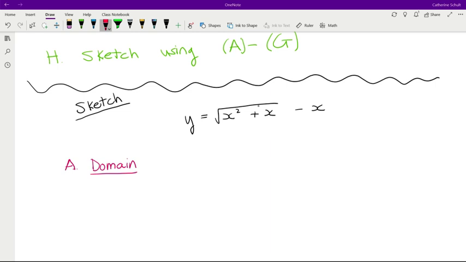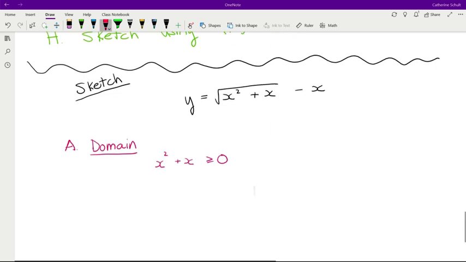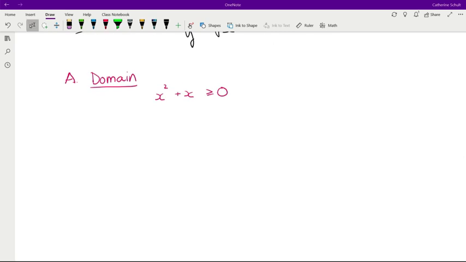So in this case, we have an even root. We have the square root. And so we're going to want x squared plus x to be greater than or equal to 0. Okay, so we have to solve this. This is a quadratic inequality. So how we solve quadratic inequalities, we make one side 0, and we factor.